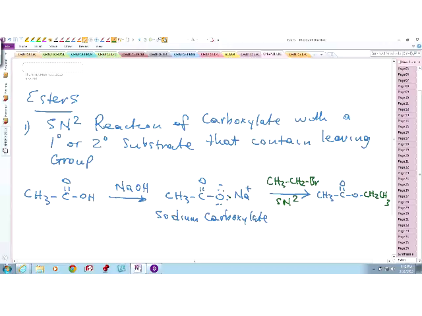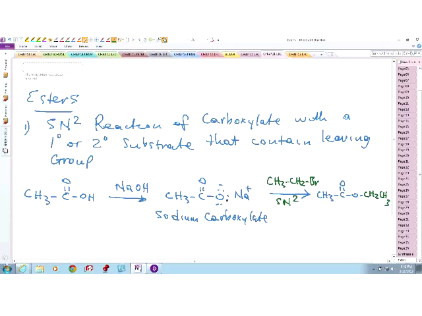So you get your ethyl acetate as an ester. Okay, so that is one method for making ester. If you look at this method here, what does it remind you of? What method does it remind you of? Does it remind you of any? What does it remind you of?